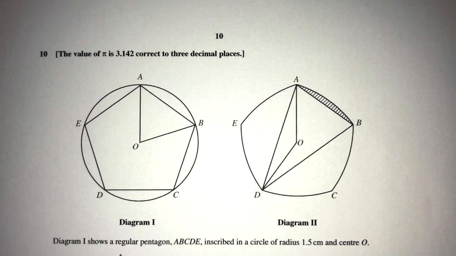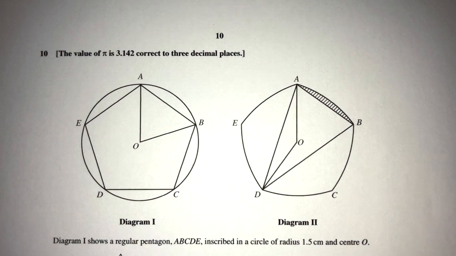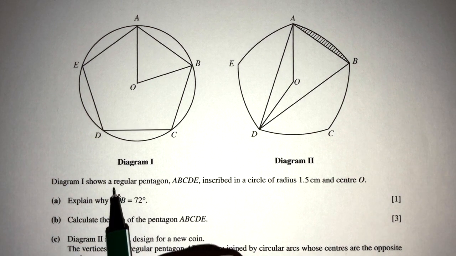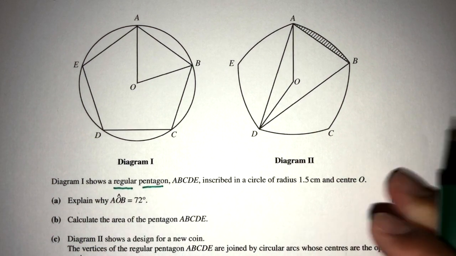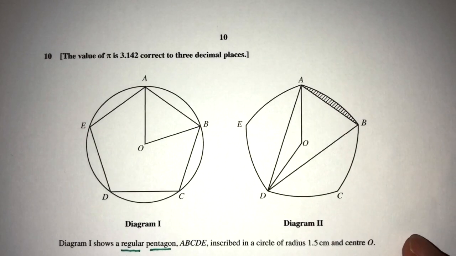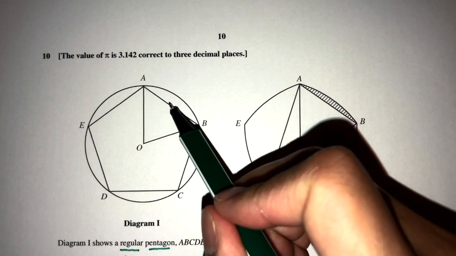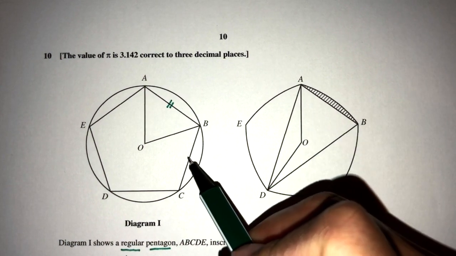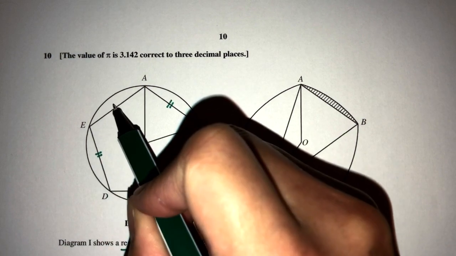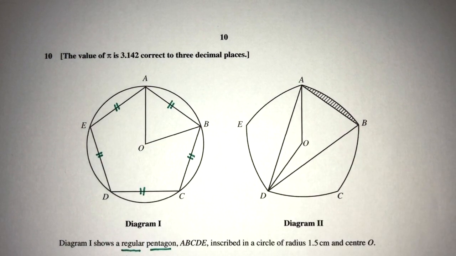So here the value of pi is 3.142, correct to 3 decimal places. Okay, now let's move on to the questions. Diagram 1 shows a regular pentagon. So now what does it mean to be a regular pentagon? It means that all the 5 sides of the pentagon are the same. So basically, if you observe on this diagram, AB has to be the same as BC, DC, ED, and EA. That's what it means to be a regular pentagon.